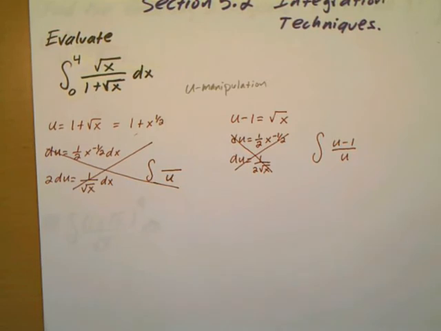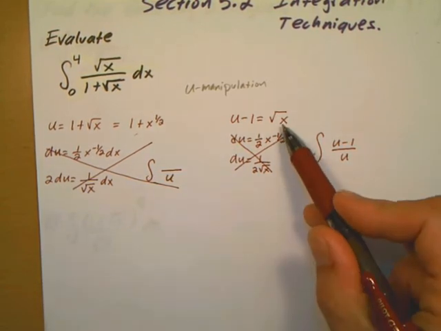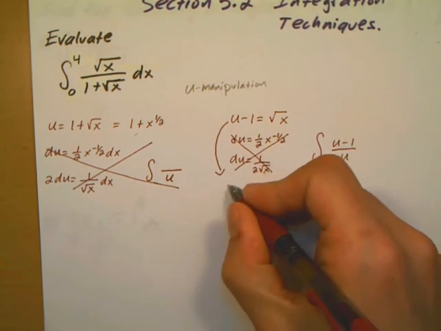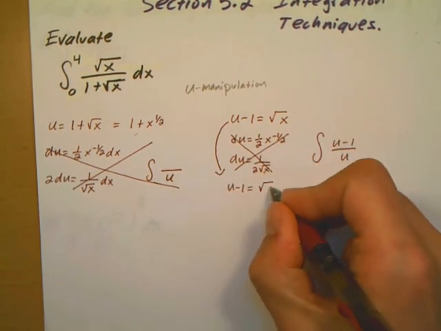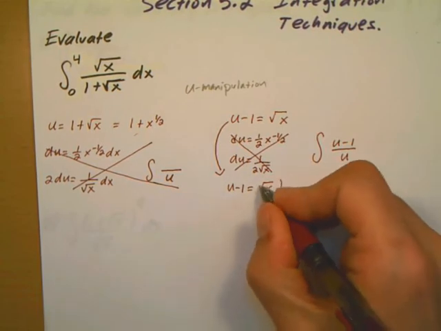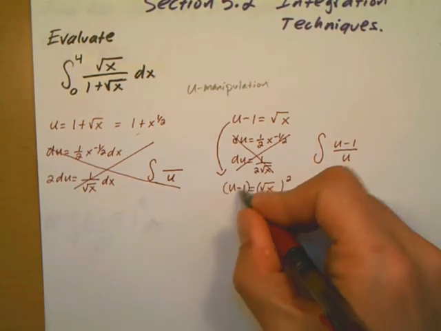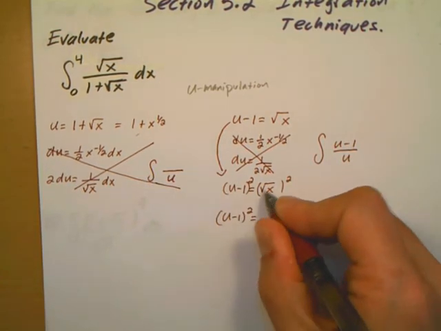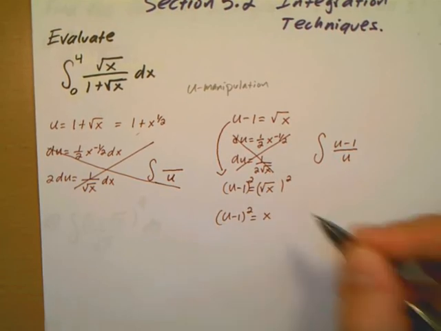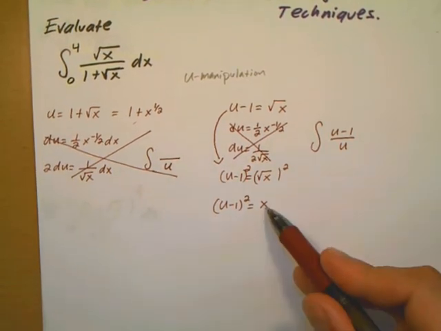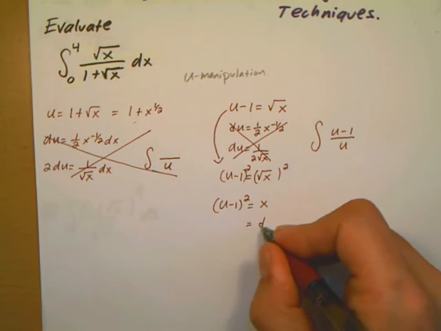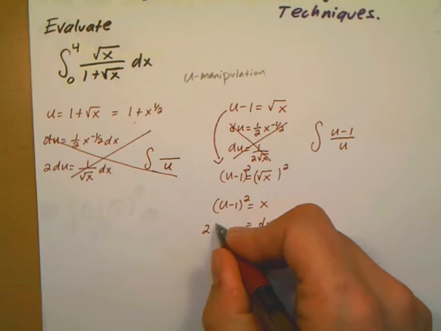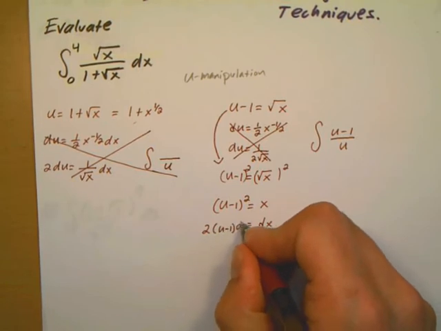So what I could do even further, because I don't have this, is, well, let's say working with u minus 1 equal to square root of x, what if I were to square both sides? If I square this side and square this side, now I would have u minus 1 squared. The square root and the square cancel off. Because now if I take a derivative here, I do in fact have dx by itself, and the derivative on this side would be the power rule, 2 times u minus 1 du.